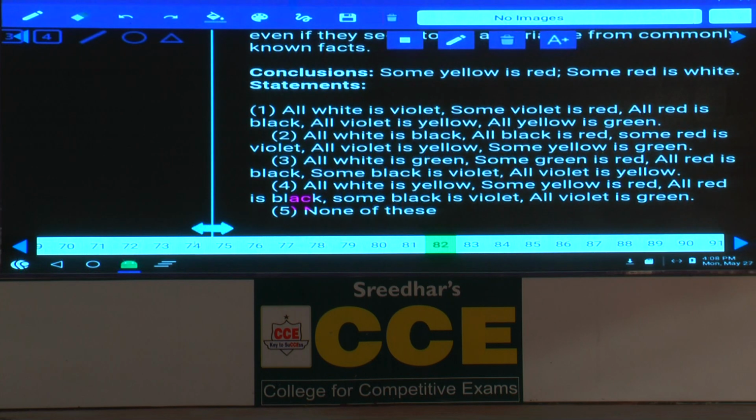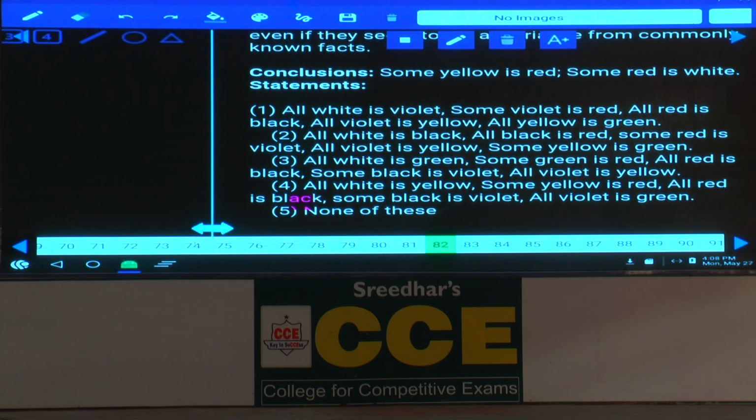Now in choice 2, if you observe here, all white is black. White must be as it is, black should go, red should come. Now there is a statement between black and red. By combining these two, white is tick, black is cross, black is tick, red is cross. Now check, the middle term black is distributed, hence the conclusion: all white is red. As all white is red is true, some red is white is also true. Then from all we can derive the conclusion, hence some red is violet is true.